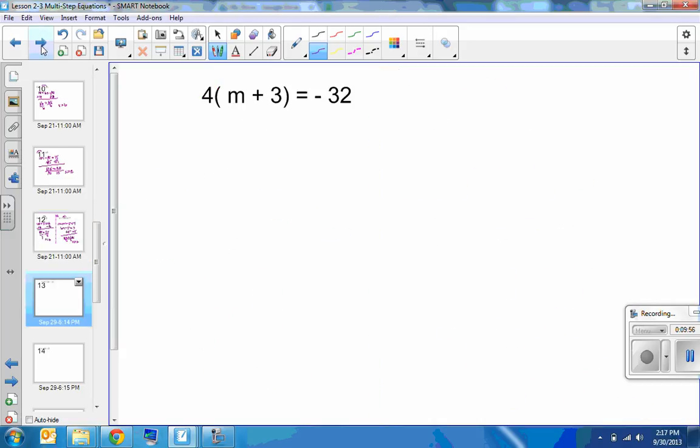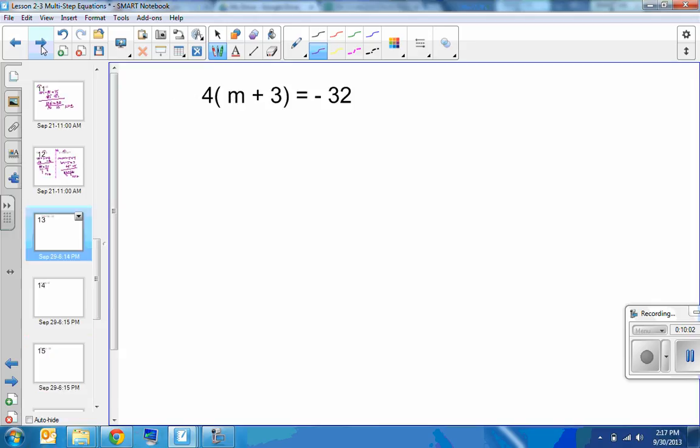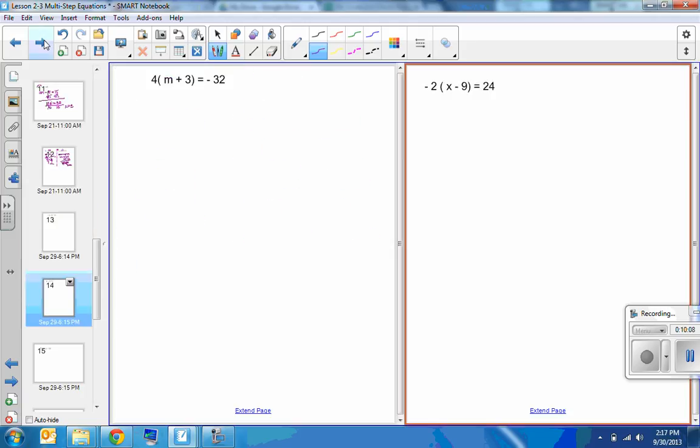If you need more examples, I have a couple more on the next couple of slides, so feel free to do these and make sure you write them in your notes. I'm going to split the screen so you can see two at once.